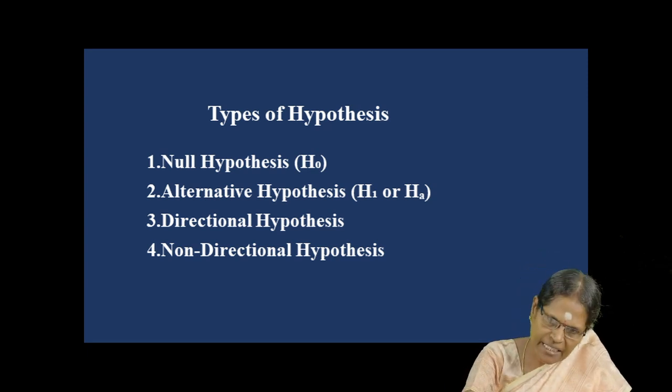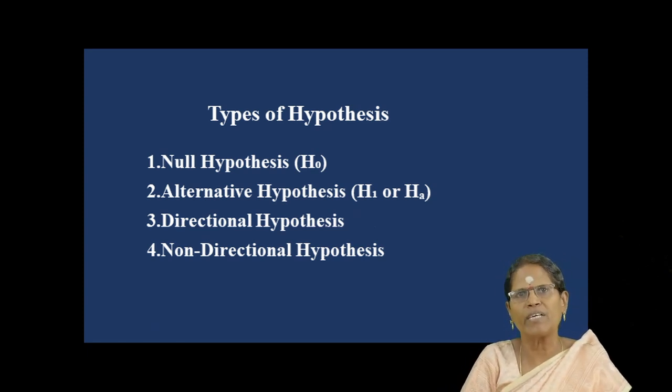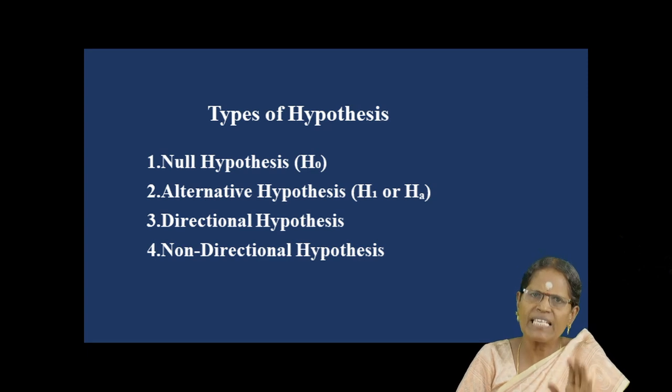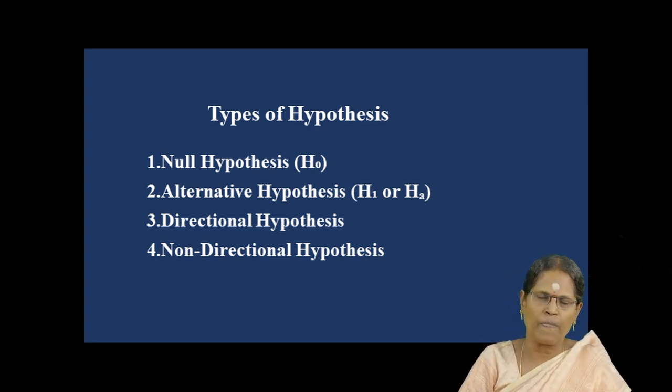So when we say that there is no relationship, there is no impact, then it is termed as null hypothesis. The next type is known as alternative hypothesis. It is just the opposite of null hypothesis. Whenever we say that there is a relationship between two or more variables, it can be stated as alternative hypothesis. When the null hypothesis is denoted by H0, the alternative hypothesis can be denoted by H1 or HA or sometimes H alpha, in the Greek small letter.